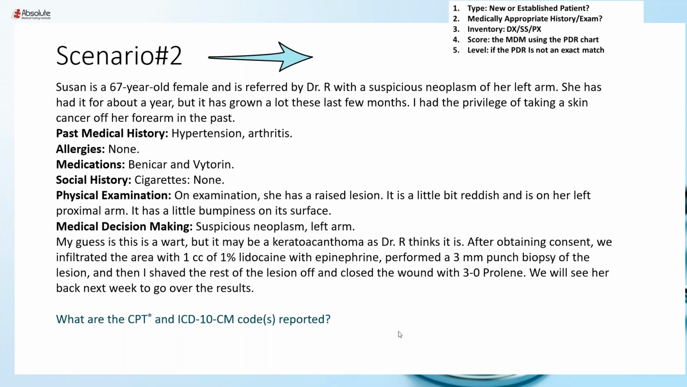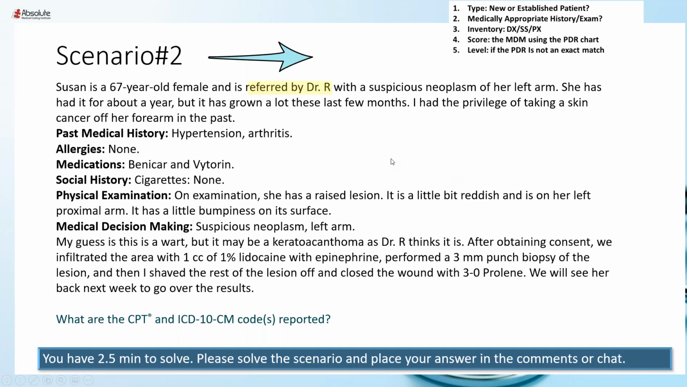All right, so I'm not going to give us any time. We're going to walk this one, and I'm going to let you do the next one. All right. So up at the top, these are our instructions, and I'm going to highlight my keywords. Referred by Dr. R. Suspicious neoplasm left arm. She had skin cancer in the past.